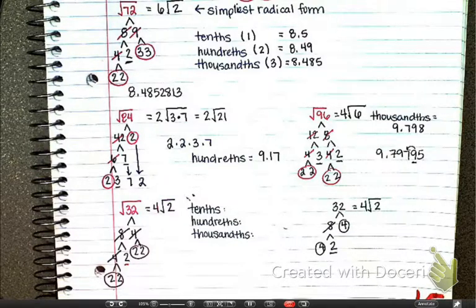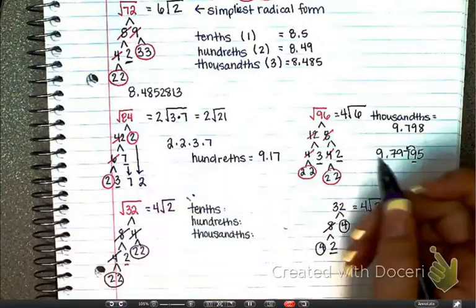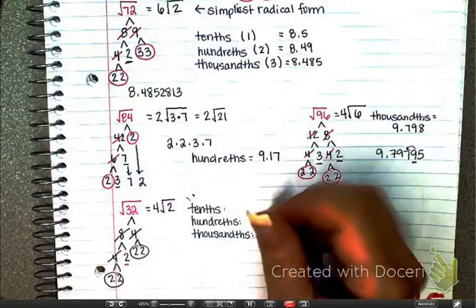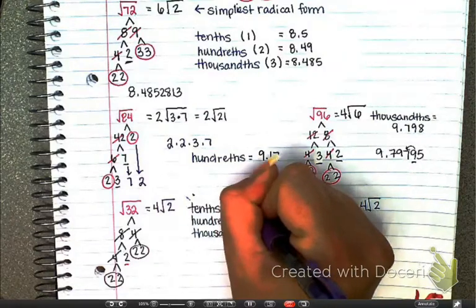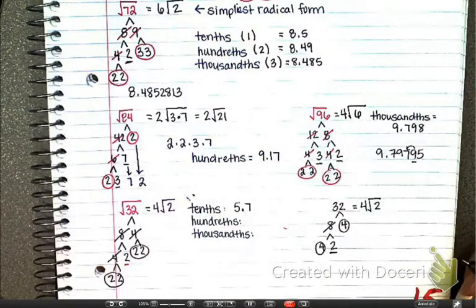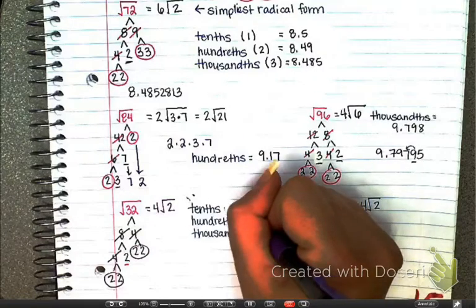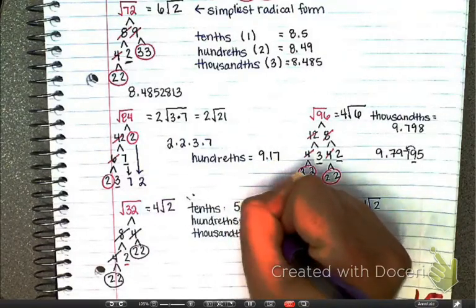If I want this to the nearest tenths, what did you get? What is this to the nearest tenths? The square root of 32. 5.7, okay. What is it to the nearest hundredths? 5.66. And to the nearest thousandths?